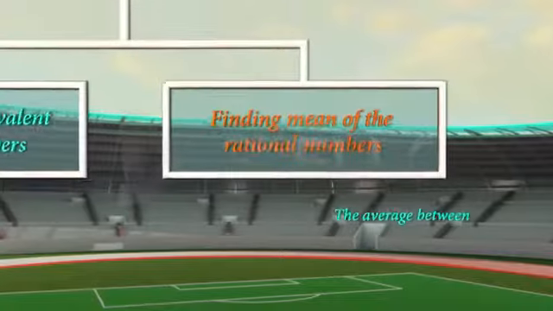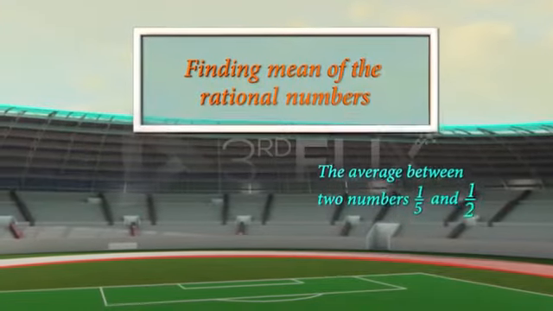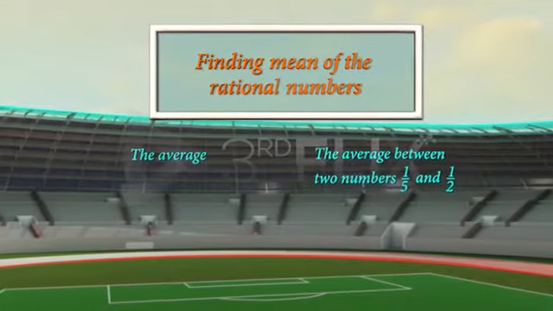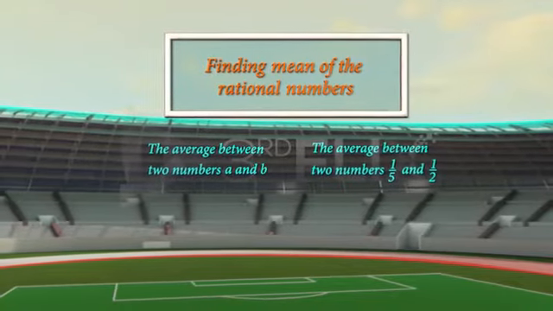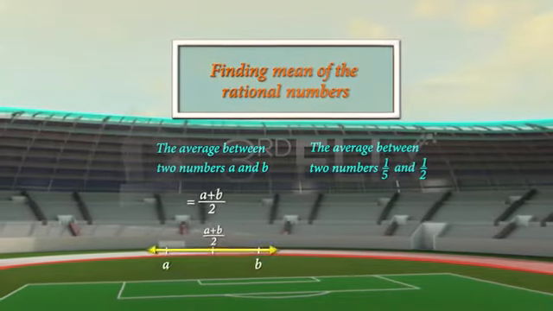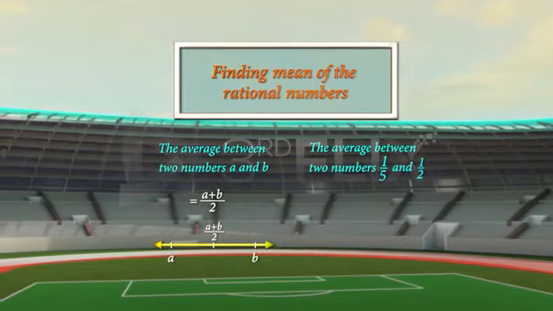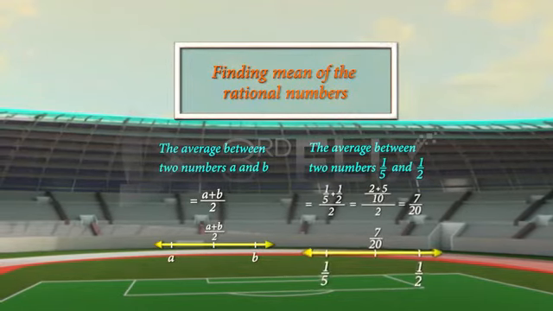Find a rational number between 1 by 5 and 1 by 2. The average between any two numbers a and b is (a plus b) by 2. The average between 1 by 5 and 1 by 2 is 7 by 20.